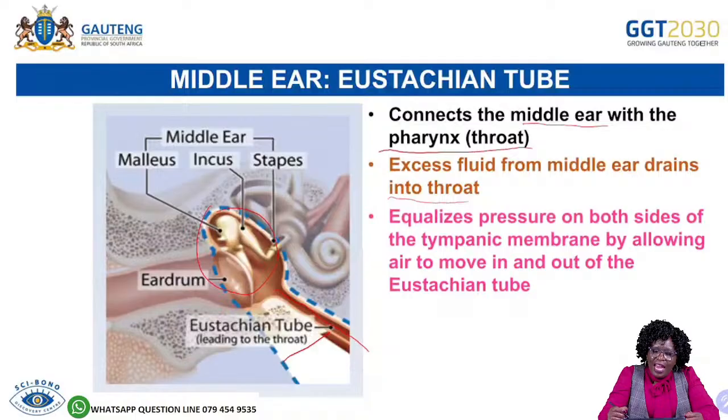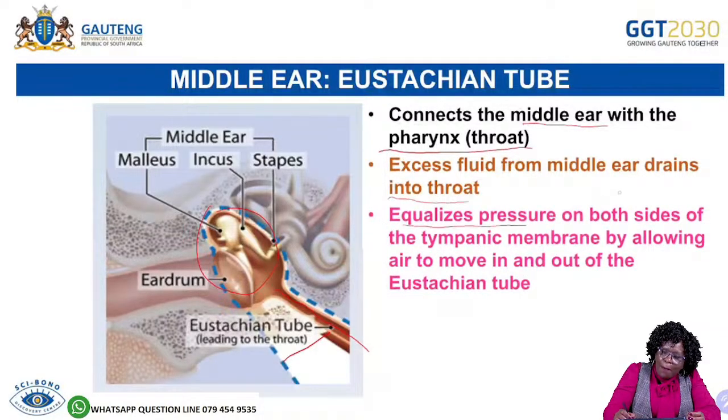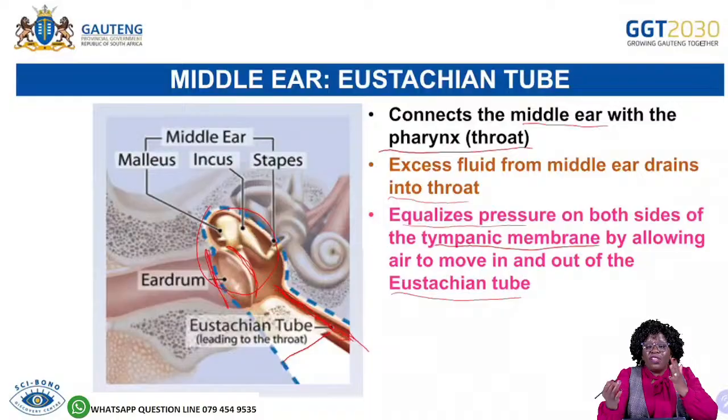A very good function of the eustachian tube is that it equalizes pressure on both sides of the tympanic membrane by allowing air to move in and out of the eustachian tube. So in other words, air must move in or out of this tube, and in that fashion it is equalizing the pressure on this side of the tympanic membrane and this side. The pressure must always be equalized, because if the pressure is not equalized, poof, there is a problem.